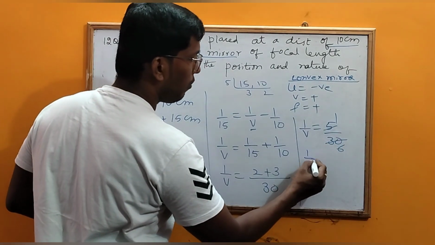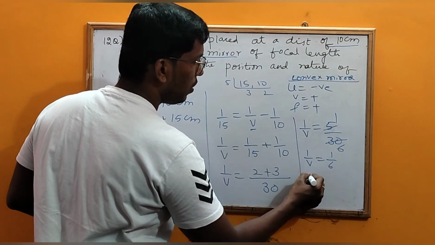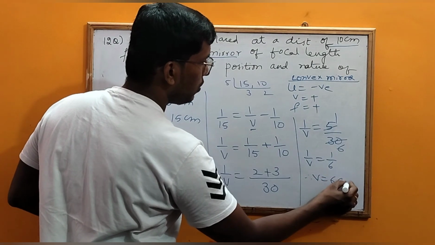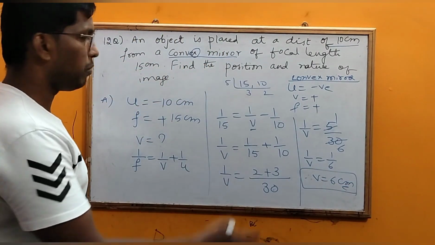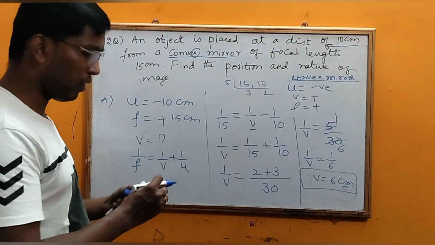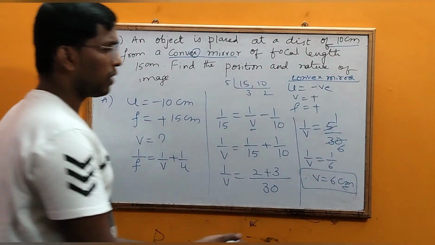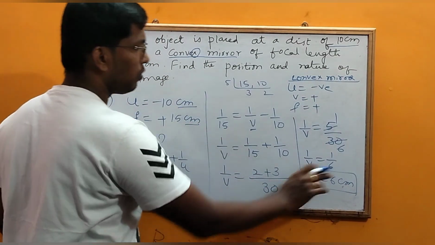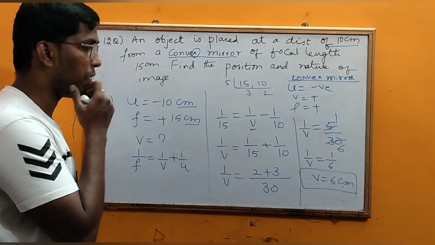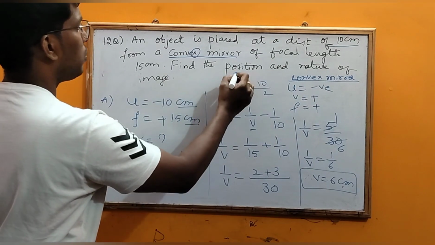So 1 by V is equal to 1 by 6. Therefore V is equal to 6 centimeter. Units we should write. Sometimes we forget it, but it is very important. Otherwise there is a chance to lose the marks. So units also you should write. If it is given in centimeter, you should write in centimeter. If meters, then meter. So find the position of image.